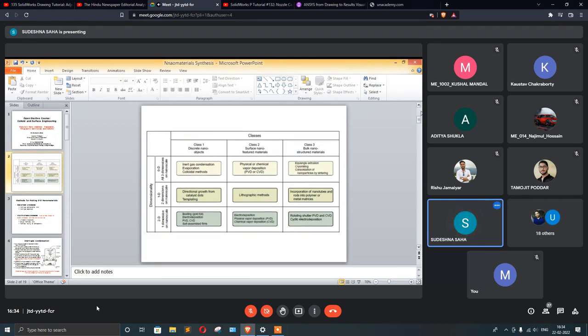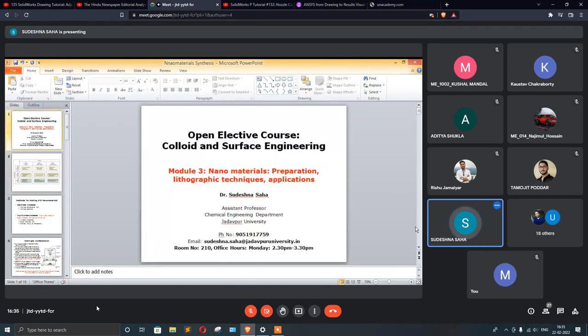So good afternoon, everyone. In the last class, we already started talking about nanomaterials, a bit of history about nanomaterials, where the term nanomaterial came from, and a couple of applications of nanomaterials. Now, in today's class, we will go for a couple of preparation methods, how these nanomaterials can be made.